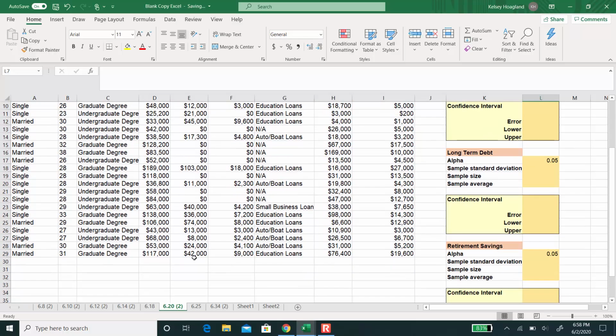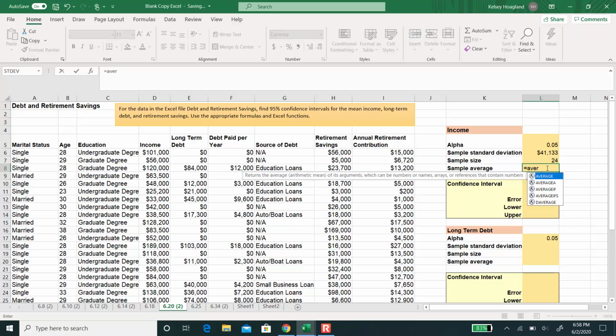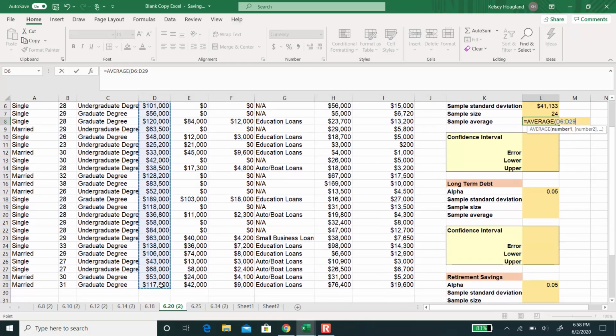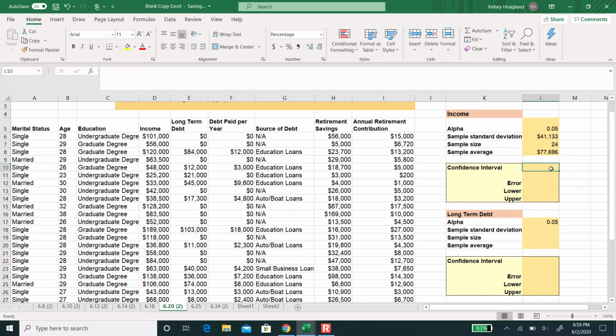And then we find the sample size, which is the number of all these samples. So it goes to 29, but then there's 5 columns not filled, so 29 minus 5 is 24, so that's your sample size. And then the sample average, you do equals, and the equation is just average. And then you highlight the entire column again, close your parentheses and hit enter, and that is how you find the average. Now the confidence interval, as stated in the problem, is 95%.